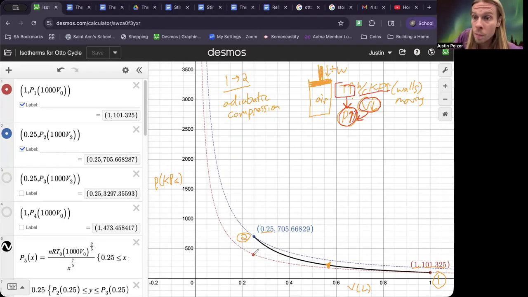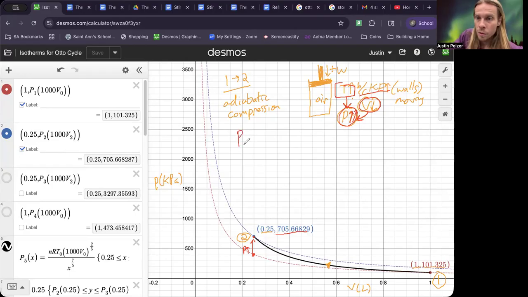If this was isothermal, it would increase to here. But it's not, it's adiabatic, so we have an extra pressure increase that ends up bringing it to this number here. Look at that number. How many atmospheres is that? It's about 7 atmospheres, right? 700,000 pascals.